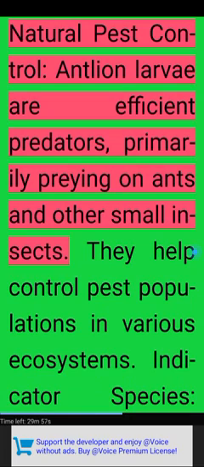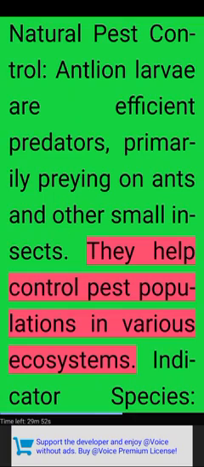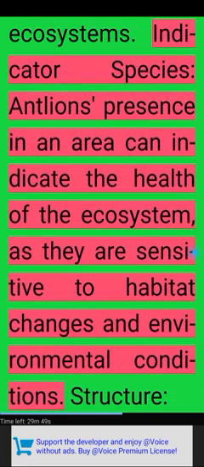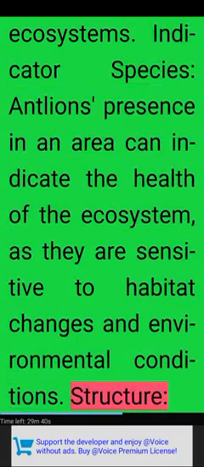Importance. Natural pest control. Antlion larvae are efficient predators, primarily preying on ants and other small insects. They help control pest populations in various ecosystems. Indicator species. Antlion's presence in an area can indicate the health of the ecosystem, as they are sensitive to habitat changes and environmental conditions. Structure.